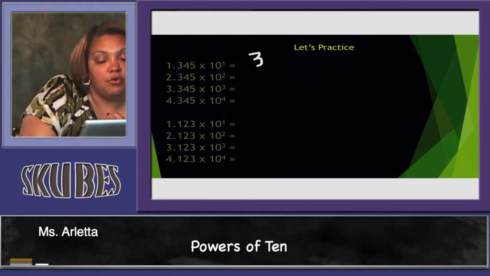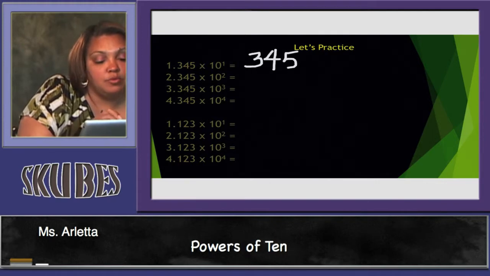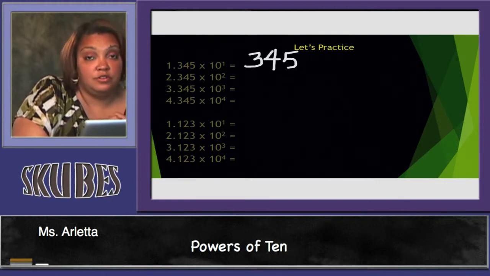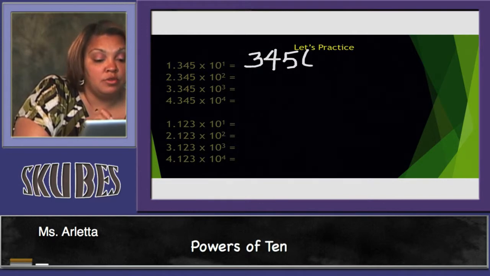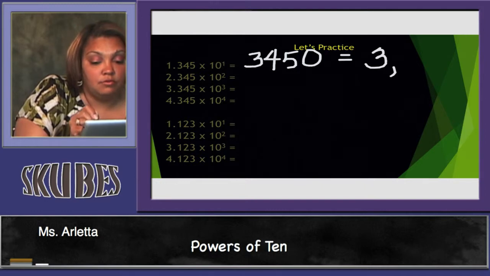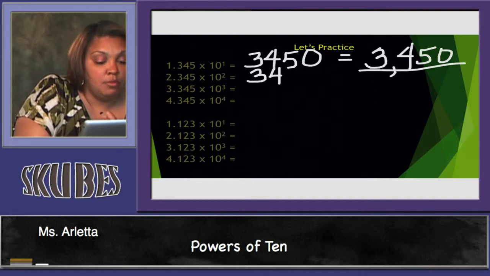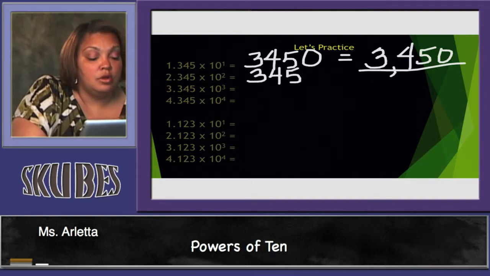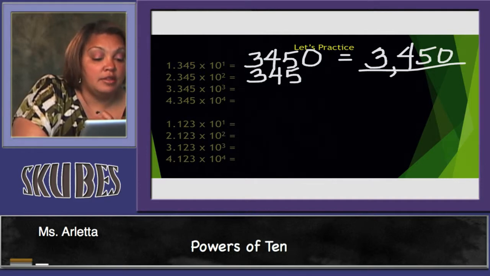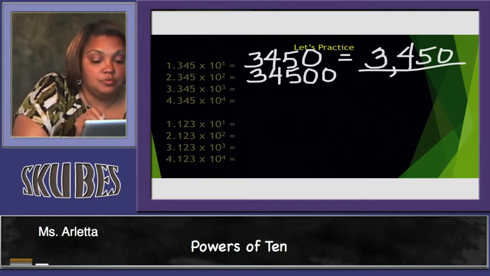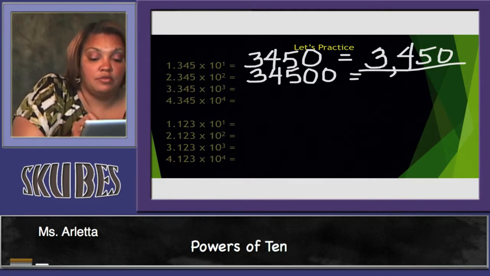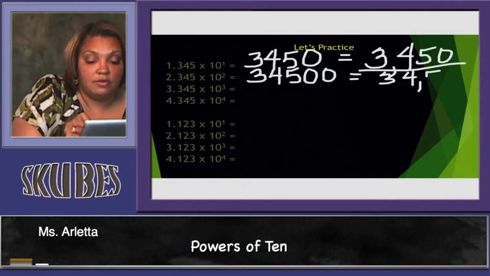So I'm going to start with 345 here, and it's multiplied times 10 to the first, which means I only add 1 zero. And my final answer is 3,450. Next one, 345 again, but this time it's multiplied by 10 to the second, which means you're going to add 2 zeros, 1 and 2. And that gives you a final answer of 34,500.